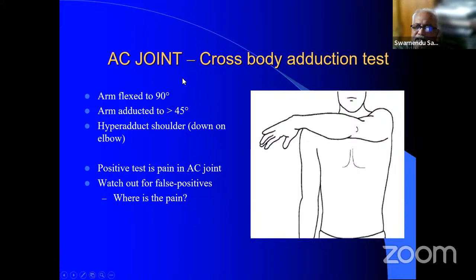Then the crossbody adduction test is also for the AC joint. The arm is flexed at 90 degrees and adducted to 45 degrees like this. This is crossbody adduction. If you do this, he or she will classically feel the pain at the AC joint.